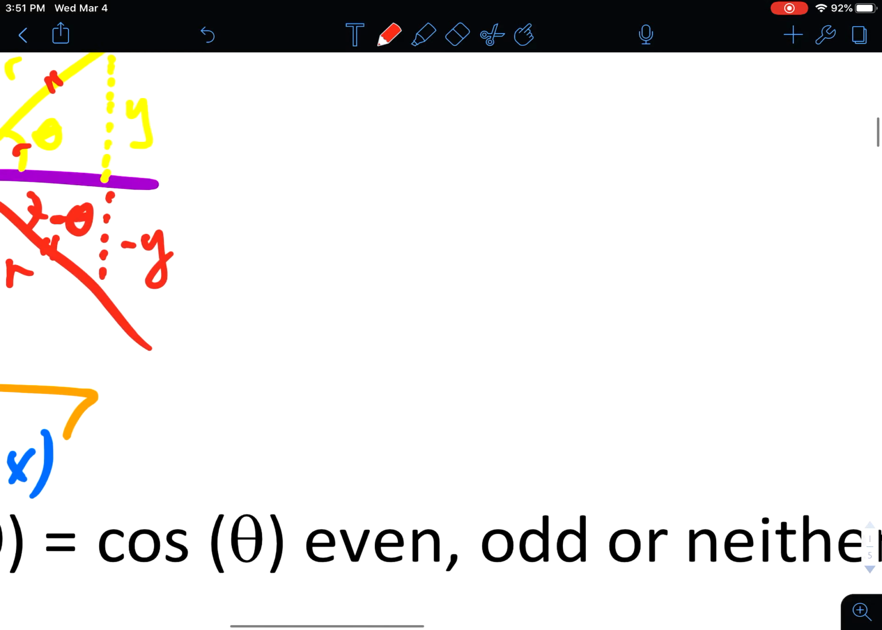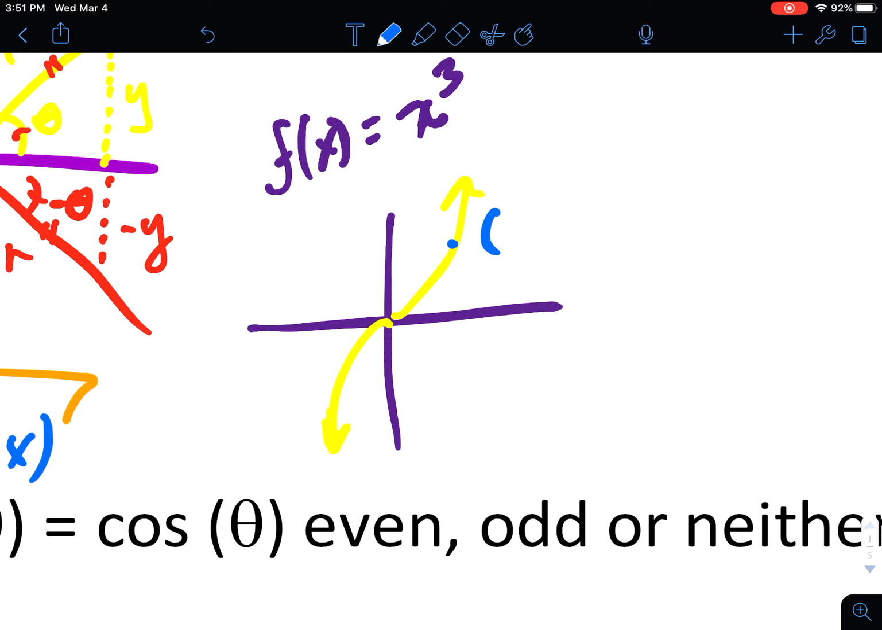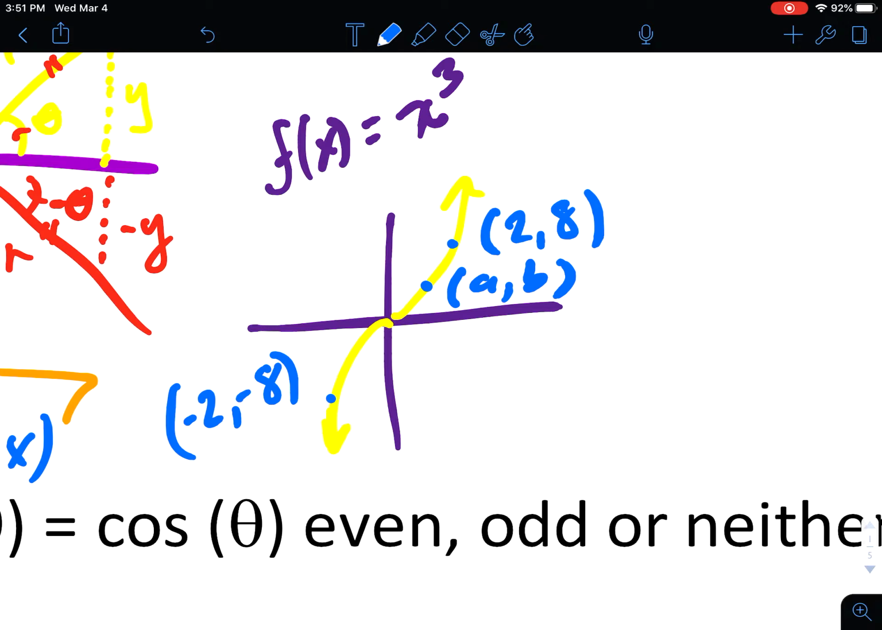Odd functions are functions like x cubed. And they have a relationship very similar to that of x squared. We've seen them before this year. But if this is x cubed, to understand its oddness, let's choose another point. Here I'm going to choose the point 2, 8. Similarly, we would have the point -2, -8. Or if we think more generally, for the point a, b, we'll have the point -a, -b.